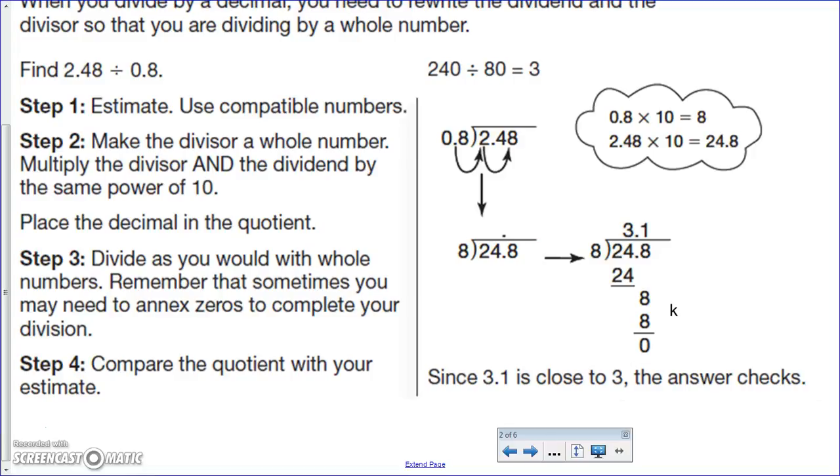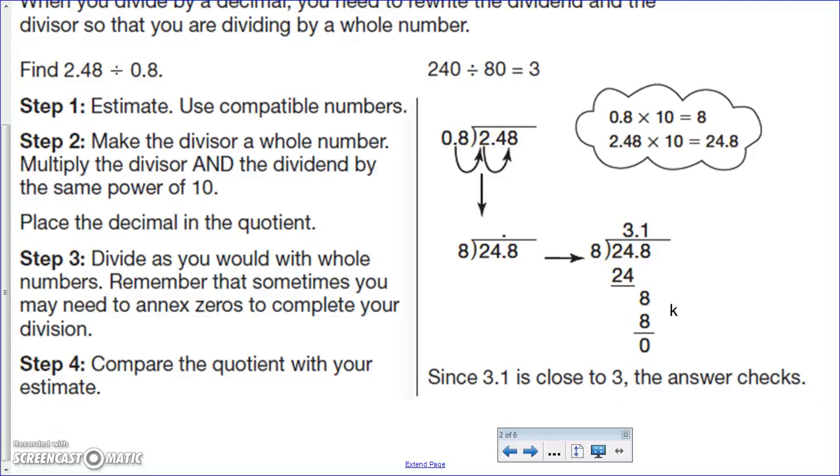So the way to make the divisor a whole number is to multiply the divisor and the dividend by the same power of 10. What this means, when you're actually doing it, is when you move the decimal in the divisor, the 8/10 we have, if you look, they move the decimal from in front of the 8 to behind the 8. So we need to move the decimal one place in the dividend, the 2 and 48/100. So however many places you move it in the divisor, you move it the same in the dividend. So now we have 8 dividing into 24 and 8/10.